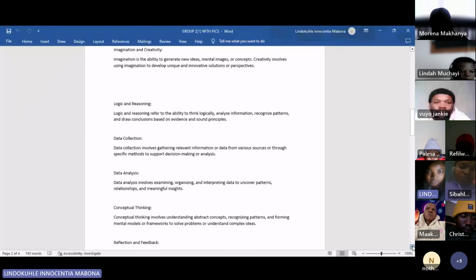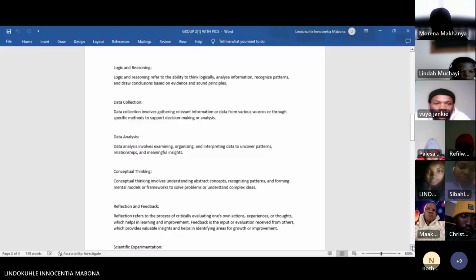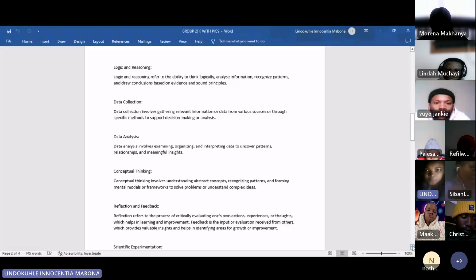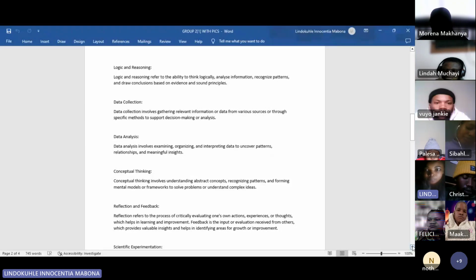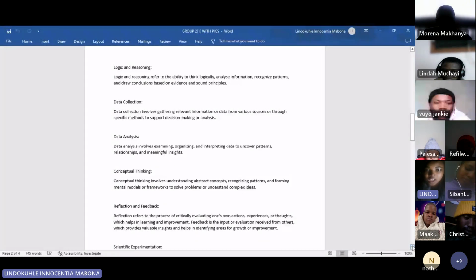Data analysis. Data analysis involves examining, organizing, and interpreting data to uncover patterns, relationships, and meaningful insights. Conceptual thinking. Conceptual thinking involves understanding abstract concepts, recognizing patterns, and forming mental models or frameworks to solve problems or understand complex ideas.